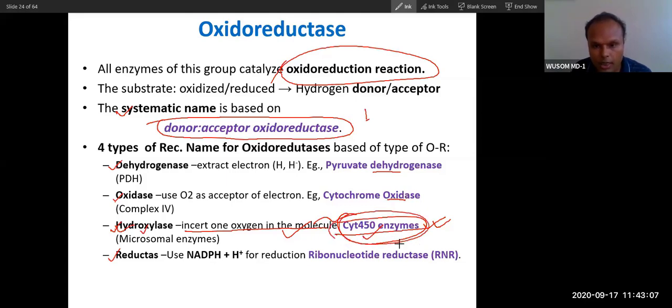Remember, this is present in the endoplasmic reticulum and mitochondria, and is mainly membrane bound. These are membrane bound enzymes. We will talk about this in detail later. This is a very important enzyme, the cytochrome 450 system of oxidoreductase.